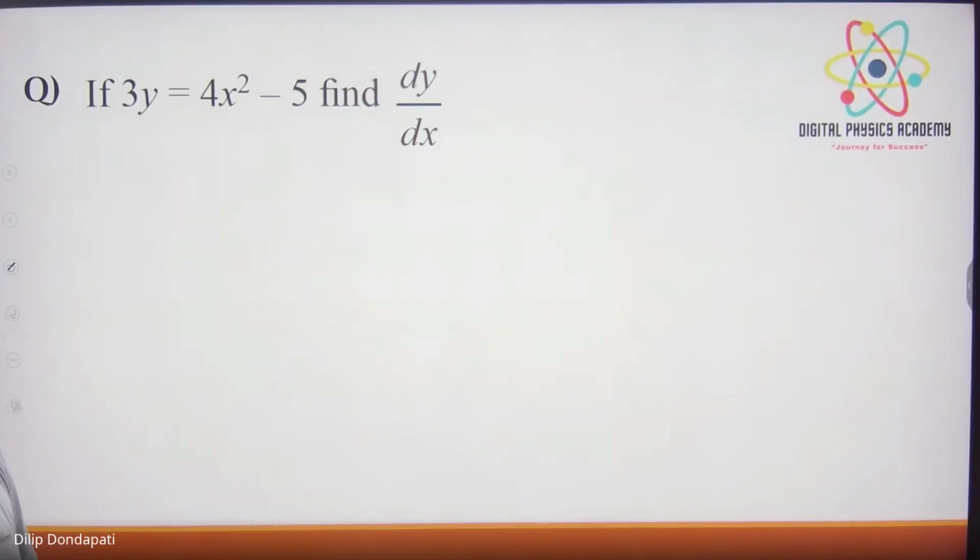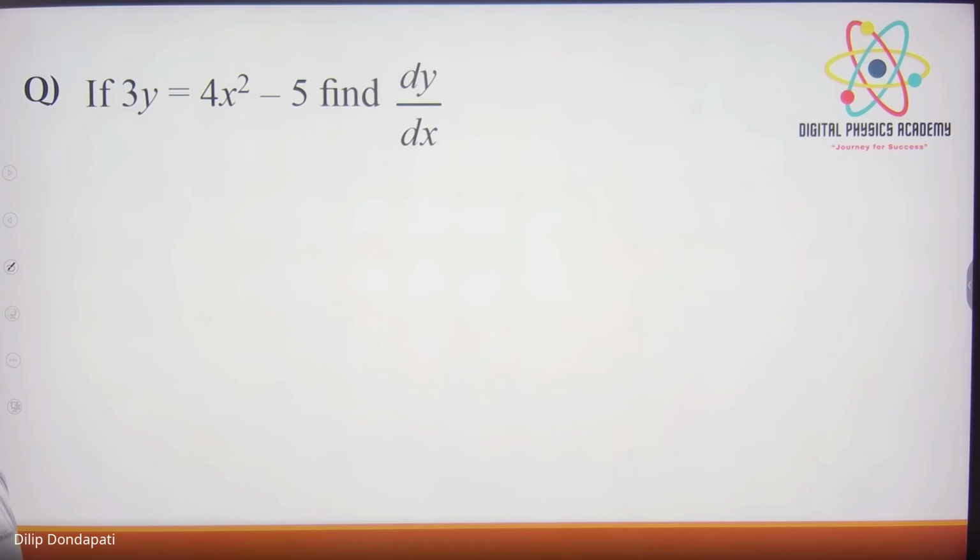Sir, do we have to bring 3 down? Yeah. Then we have to apply the quotient rule, no? No, brother, for a constant there is no quotient rule. Bring the constant outside. You just need to differentiate 4x square minus 5, right?